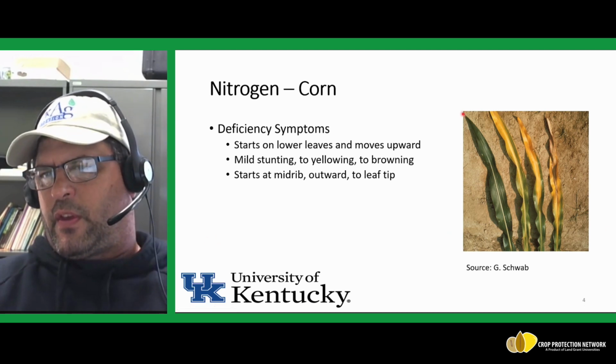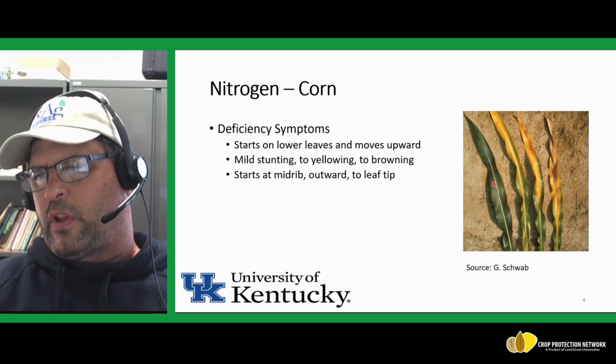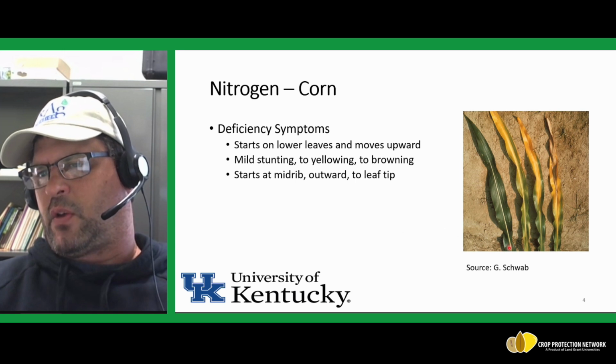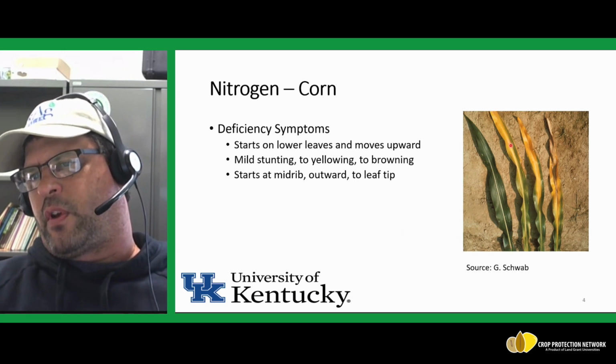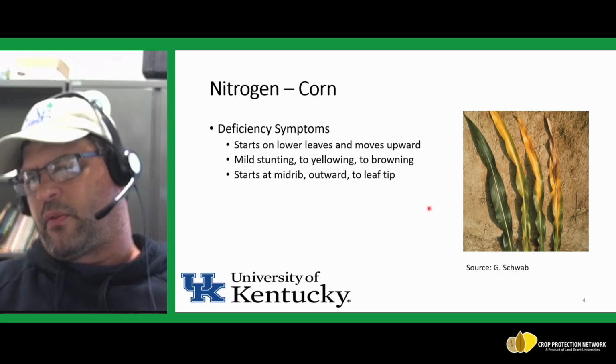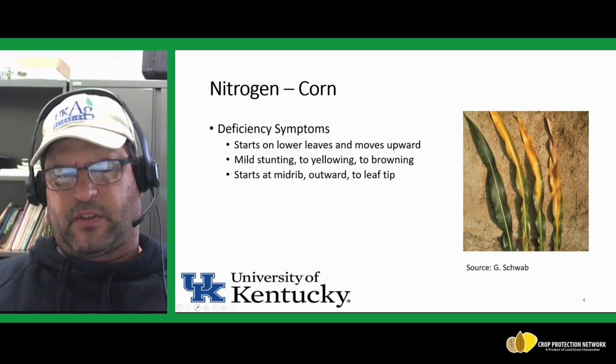If you see, this is a normal leaf, dark green, no deficiency, no yellowing. A little bit more severe, it's starting to show here at the midrib and working out more so, and then pretty severe nitrogen deficiency.